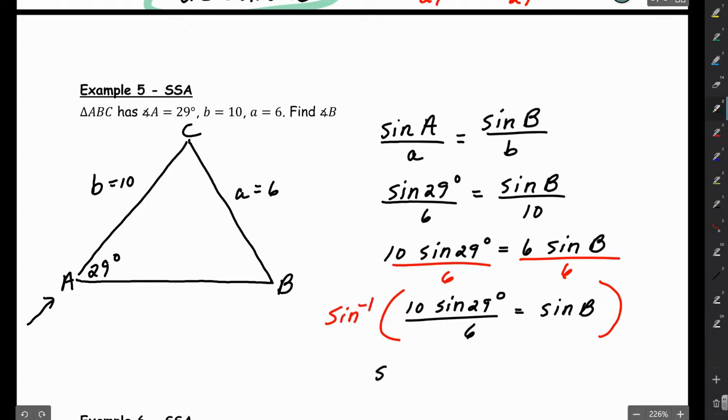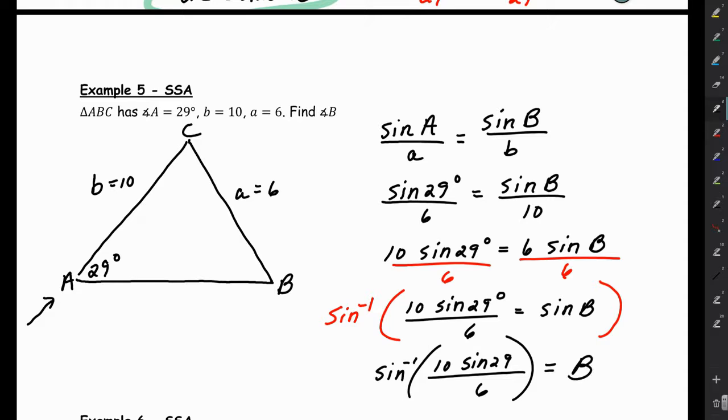On the left, that's going to leave me with the inverse sine of 10 sine 29 degrees over 6, which is going to give me the value for B. Now remember, if we put this in our calculator and we get an error, we know we have no solution. If we get a solution, then we have to test to see if there's more than one solution. So let's first put it in our calculator.